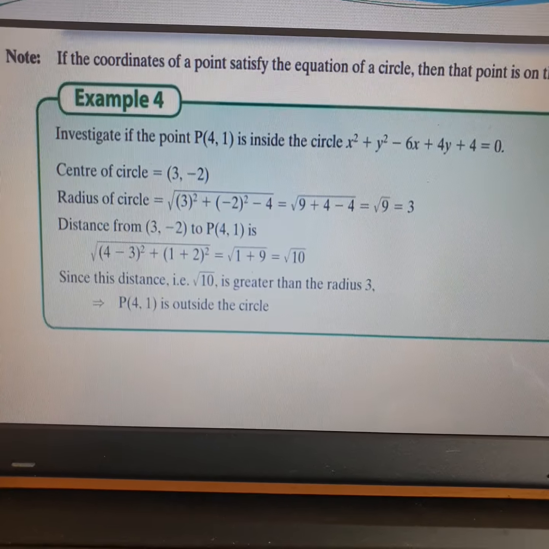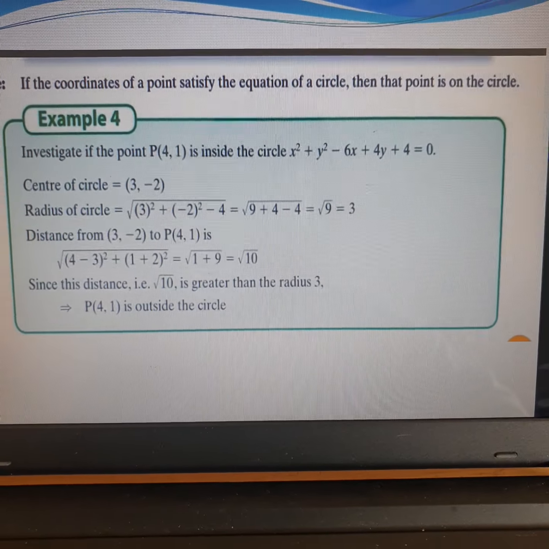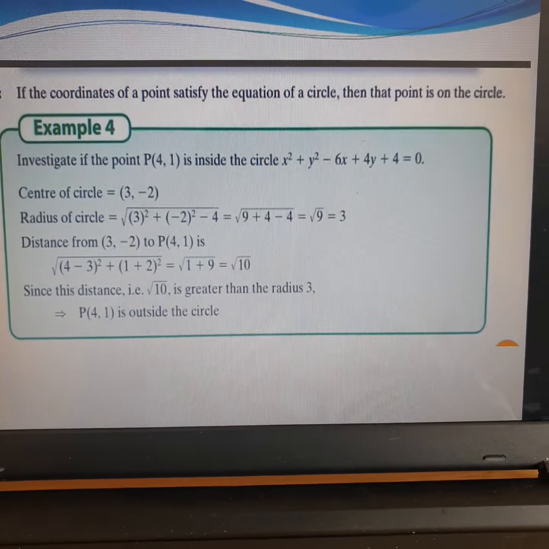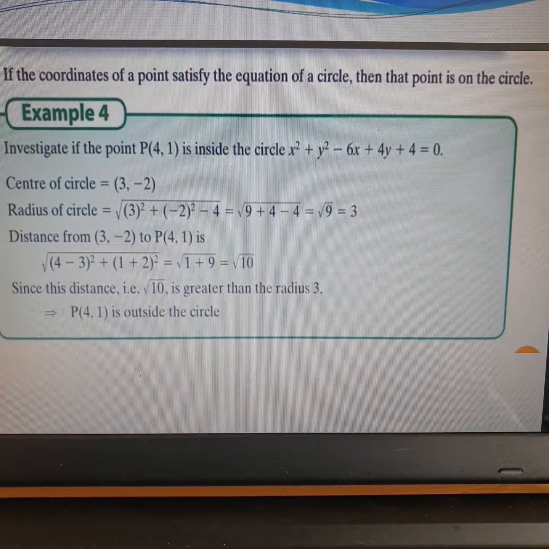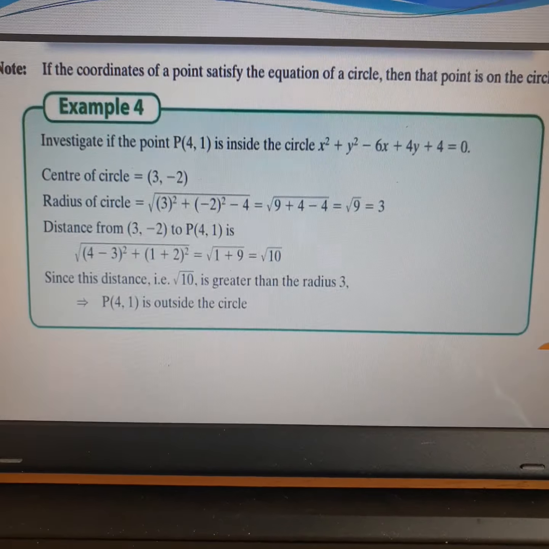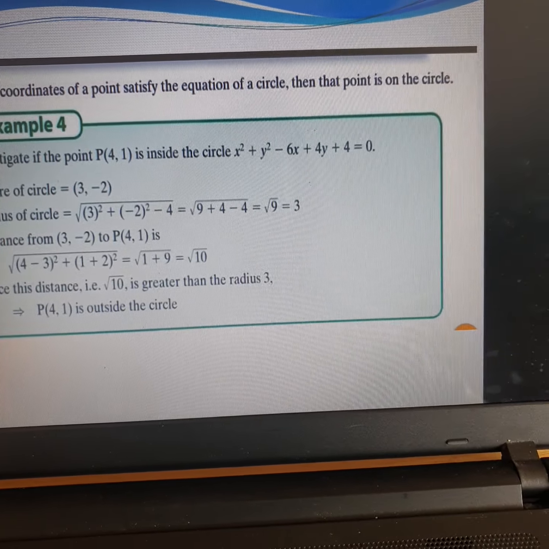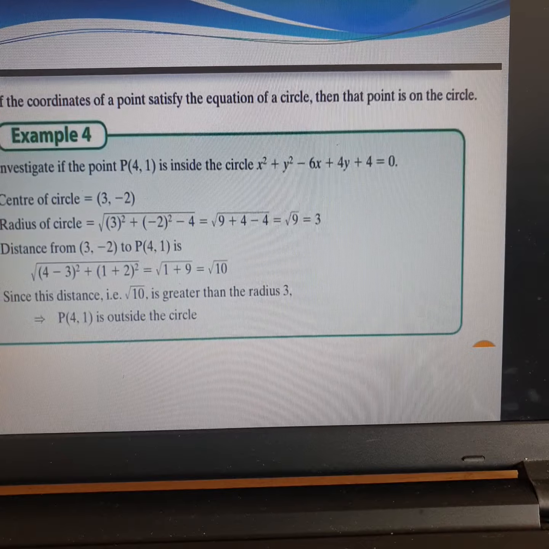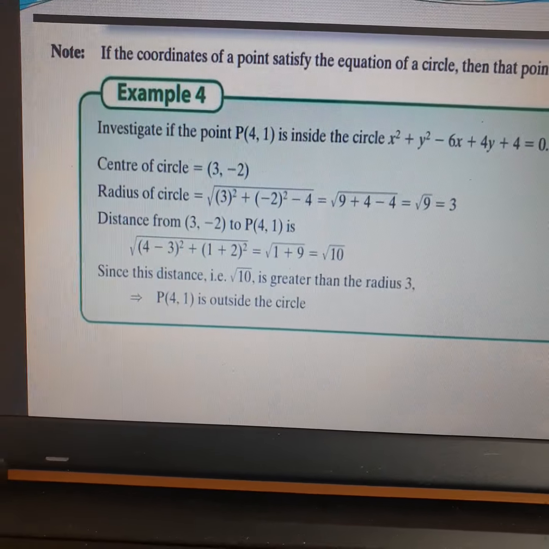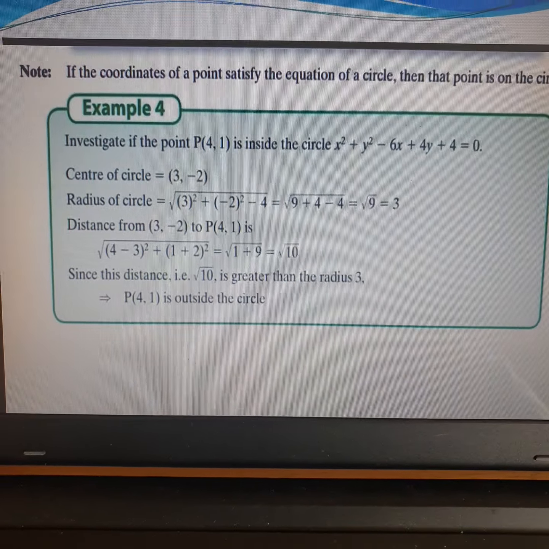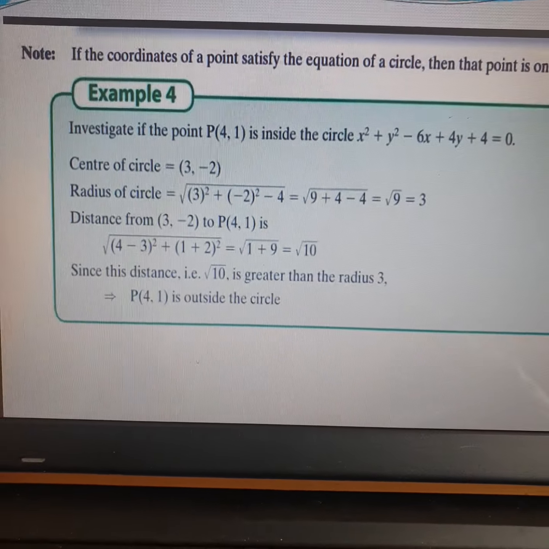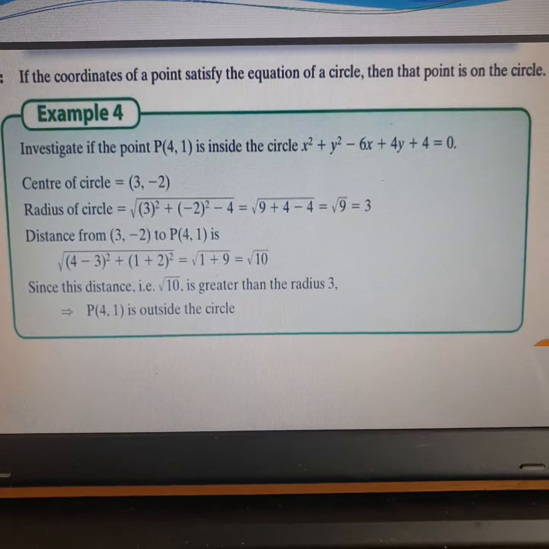So investigate if the point P (4, 1) is inside the circle x squared plus y squared minus 6x plus 4y plus 4 is equal to 0. The first thing I would do, how do I work out whether it's on the circle, is maybe work out the centre and the radius length. Okay, so as they do here, and you can do it this way as well. Centre of the circle is (3, minus 2).